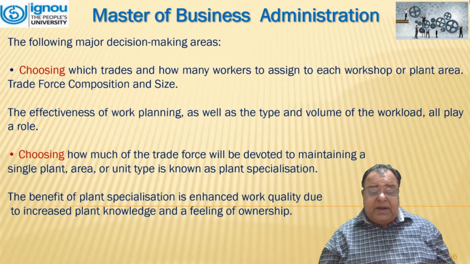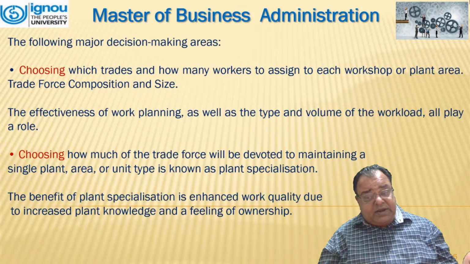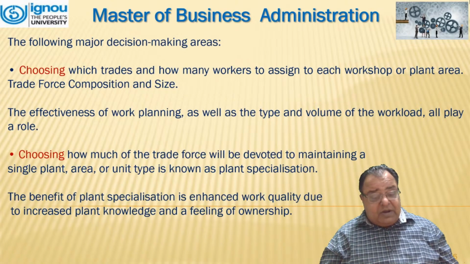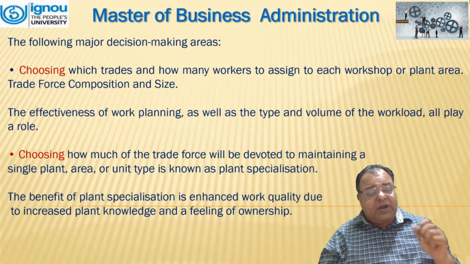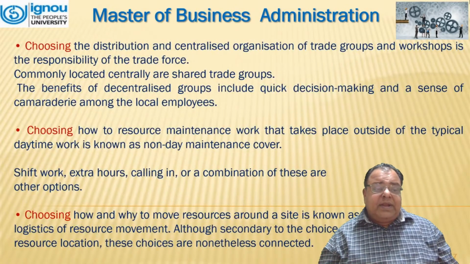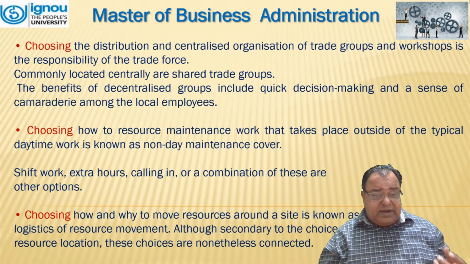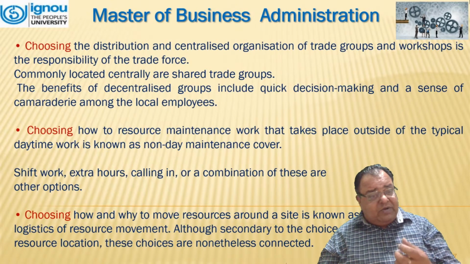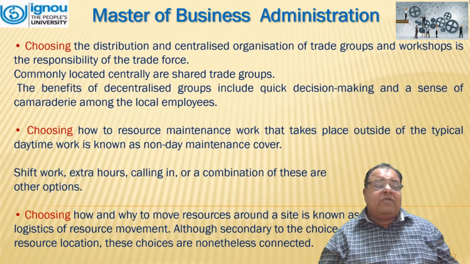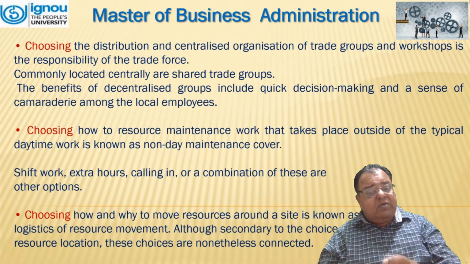The benefit of plant specialization is enhanced work quality due to increased plant knowledge and a feeling of ownership. Next is choosing the distribution and centralized organization of trade groups, and workshops are the responsibility of the trade force. Commonly located centrally are shared trade groups. The benefit of decentralized groups includes quick decision making and a sense of camaraderie among the local employees.